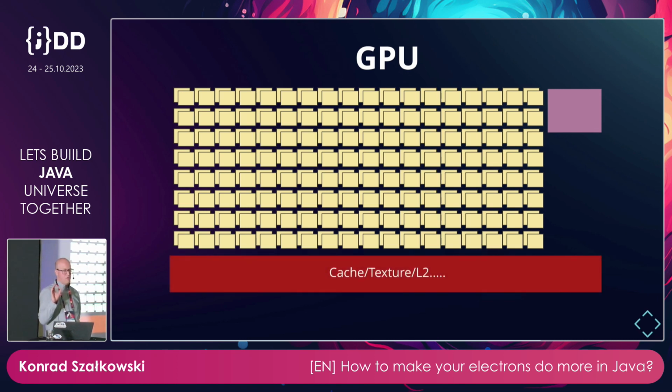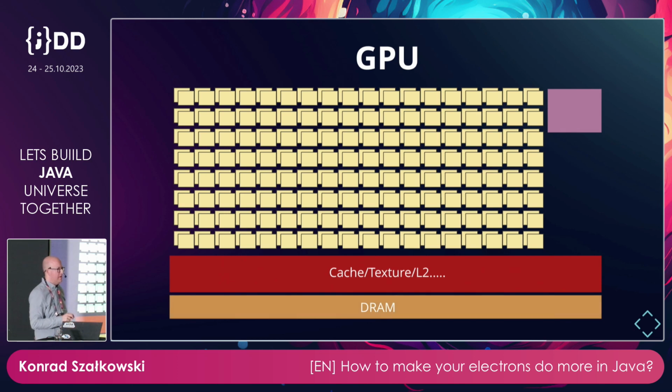They also have caches, texture and L2 caches, which are very, how to say, sophisticated. Some of them are faster in reads, some of them are faster in writes. So you can pick the cache for your task.